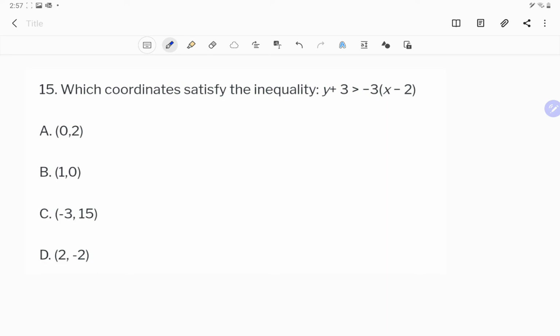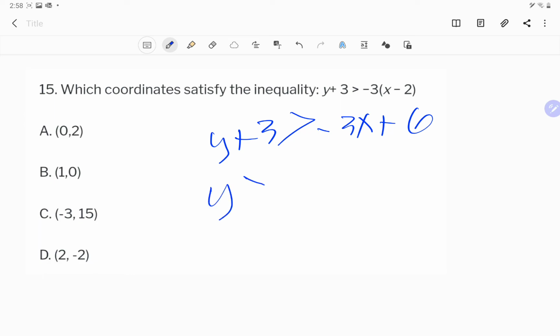Okay, for number 15, which coordinate satisfies the inequality y plus 3 is greater than -3 times the quantity of x minus 2? Please try to solve it on your own first and pause the video. So what we can do here is y plus 3 greater than -3x plus 6. Then combine like terms, solve the inequality in one variable, so that becomes y is greater than -3x plus 3.